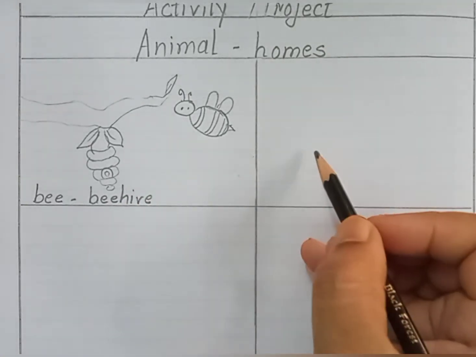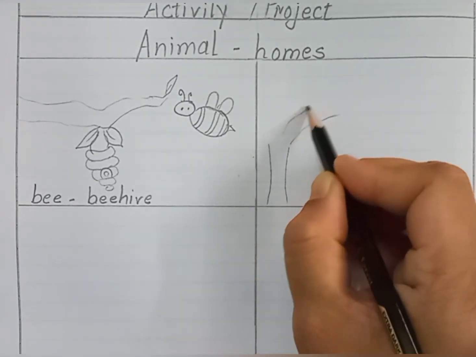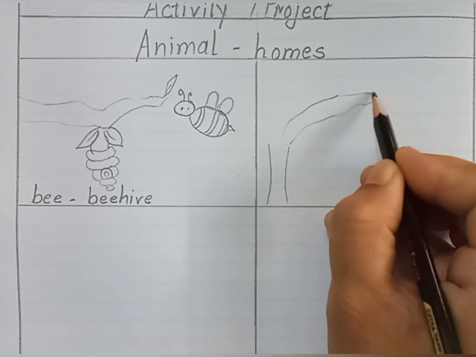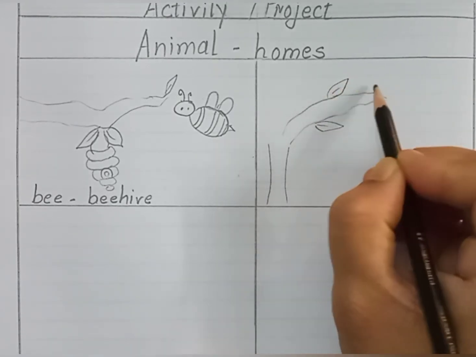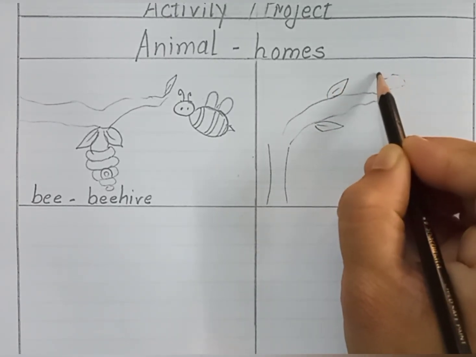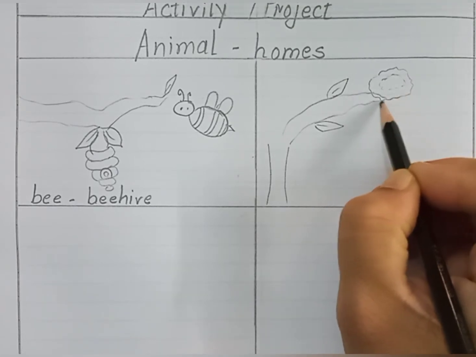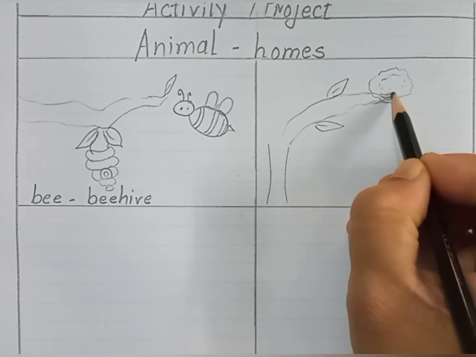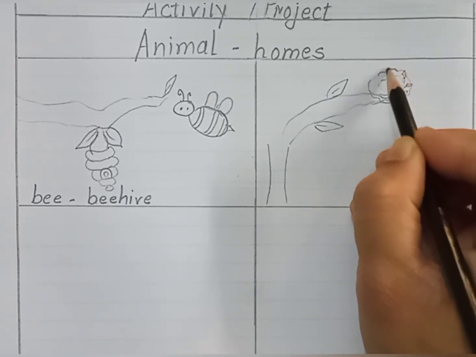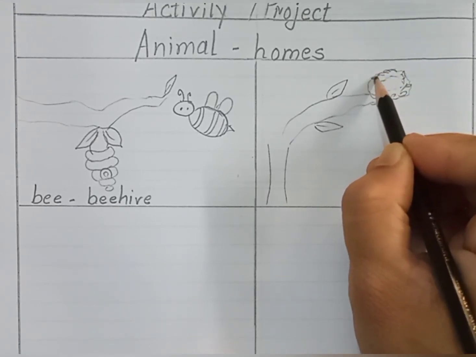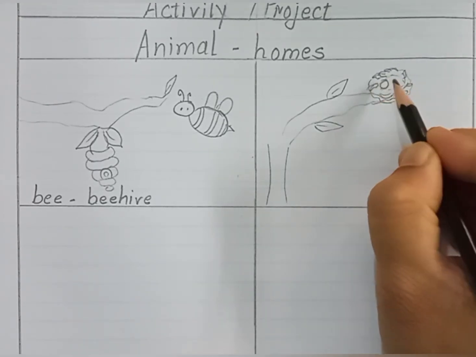Very good, children. Now here we are going to make one tree and a nest. So ready? We are going to make one nest on the other branch of the tree. So be ready. How to draw a nest? First draw a circle-like shape, then like this, and add some twigs here. Yay, very good. This is the home of a bird, and there are some eggs.